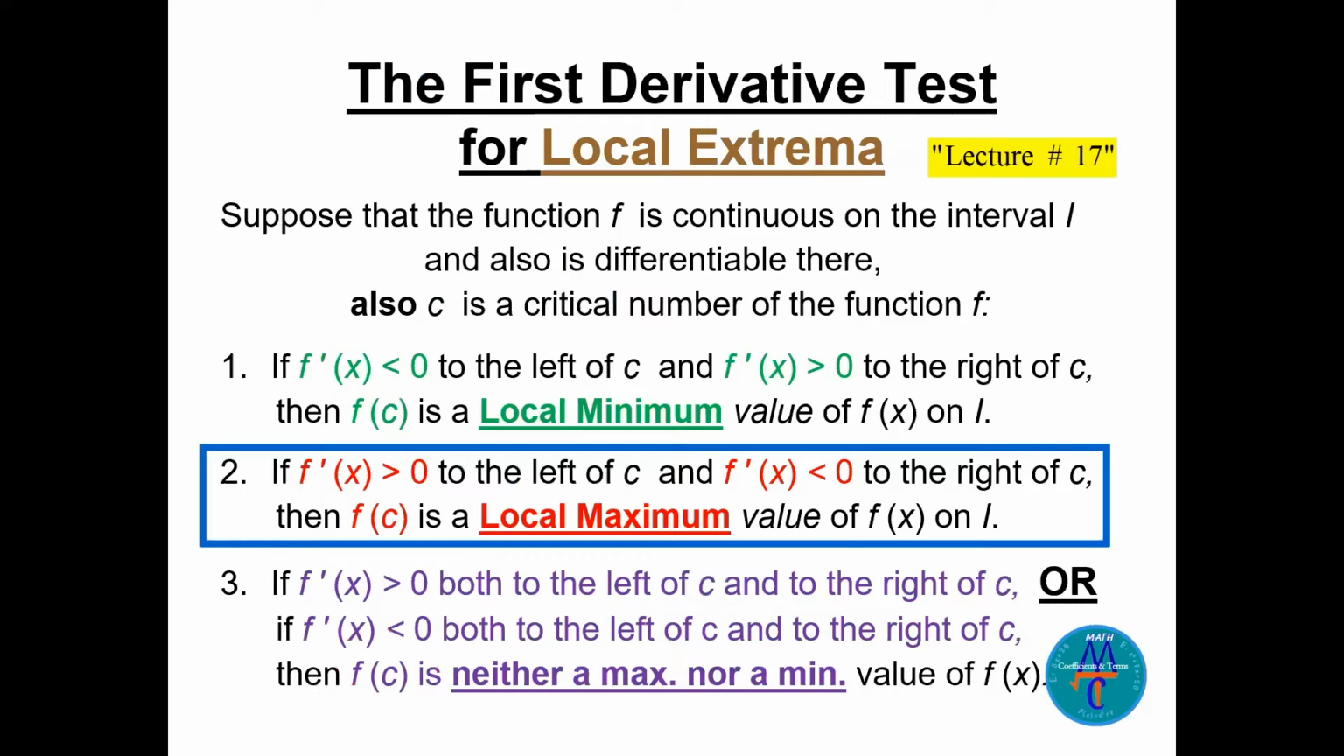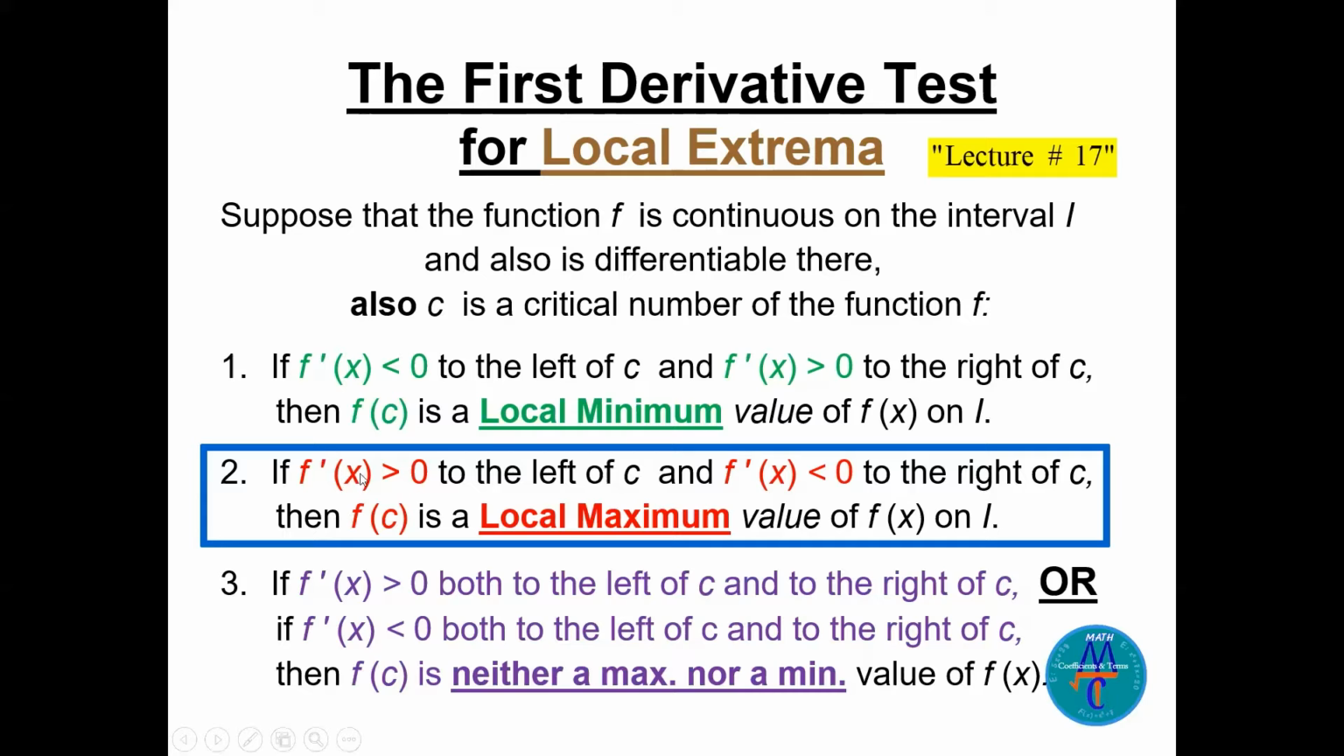Now, the first derivative test, we do it to test where the function has a local minimum or local maximum. This is from lecture 17. So we check f prime. If f prime is negative to the left of the number c, and f prime is positive to the right of the number c, so there is a local minimum. So this is what we call the first derivative test for local extrema.